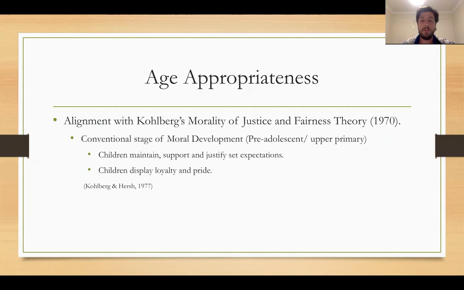Furthering the effectiveness of my proposed resource is its alignment with Kohlberg's morality of justice and fairness theory. Specifically, the activities embedded in this lesson plan will facilitate Year 4 students in establishing and maintaining agreed expectations, as Kohlberg posits that pre-adolescent or upper primary age children typically operate at the conventional stage of moral development, where they not only conform to group expectations, but maintain, support, and justify the expectations, displaying loyalty and identifying with the group involved.